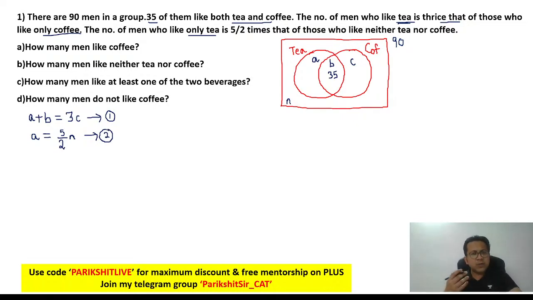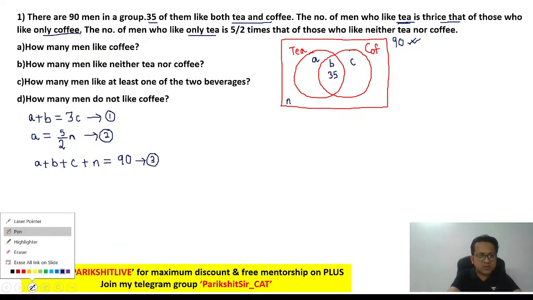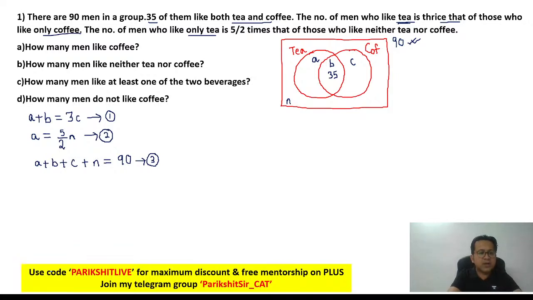So I already have two equations. Can I frame one more equation? I think I can, because you know what? Total is 90. So let's make use of that as well. So can I say A plus B plus C plus N must be equal to 90. Let's call it equation 3. It's all about solving these three equations. In any order you want, you can solve these three equations. So let's try to solve them.